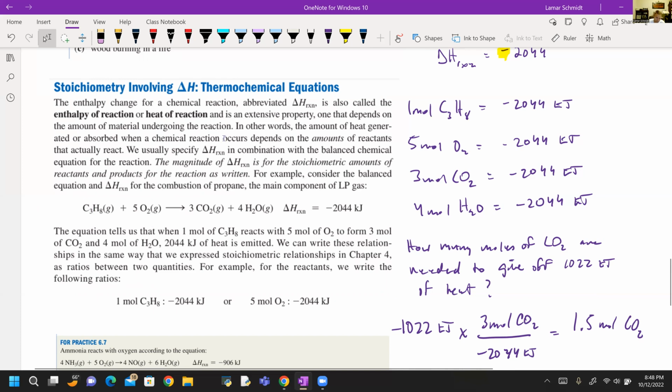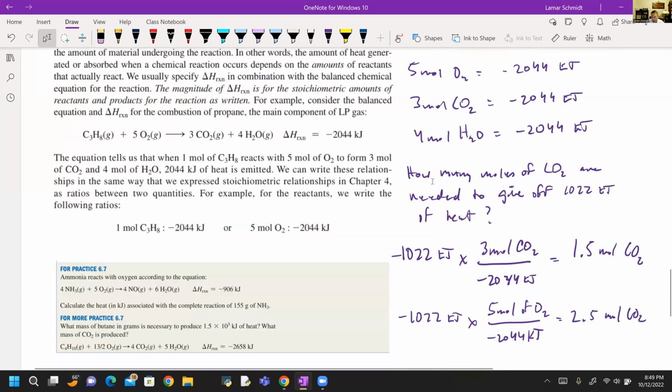So if you read through this, it tells you that 1 mole of propane, C3H8, is equal to negative 2044 kilojoules. That's what I'm showing here in my notes. 5 moles of O2, see where I'm getting it from, it's the coefficient, is negative 2044 kilojoules. 3 moles, 4 moles. And so we can develop equivalent statements, and from there we can develop conversion factors to help us make a stoichiometric conversion.